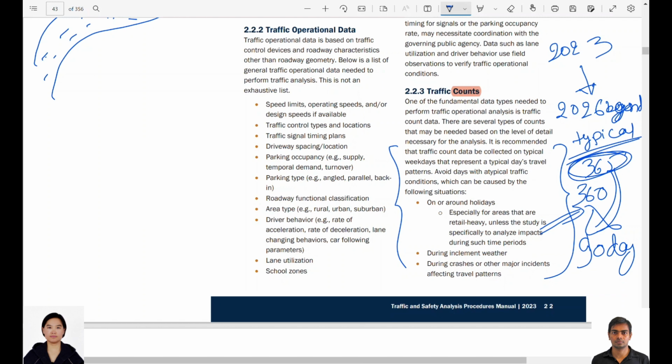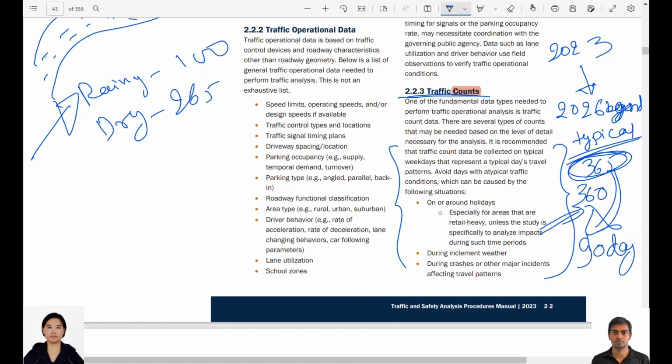So some discussion about the traffic count. This is on which day should we collect the data. So what if we have rainy conditions for 100 days and dry conditions for the remaining 265 days? Then we would collect one data set during rainy, one data set during dry, and try to analyze both. That would be a better approach moving forward in the future from our personal perspective.